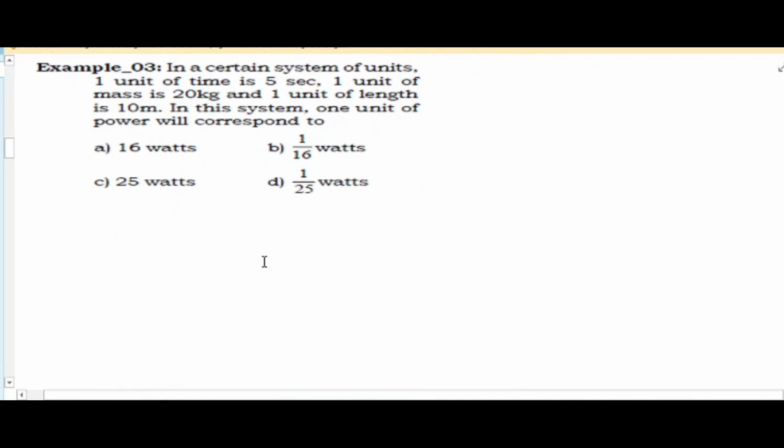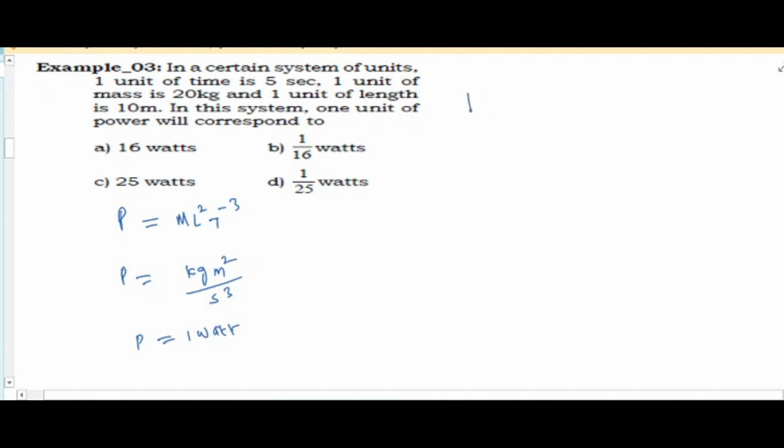In a certain system of units, 1 unit of time is 5 seconds, 1 unit of mass is 20 kg, and 1 unit of length is 10 meter. In this system, 1 unit of power will be. Here, power is equal to the dimensional formula M L square T to the power of minus 3. This becomes mass kilogram meter square per second cube. Therefore, 1 kg meter square per second cube is 1 watt.